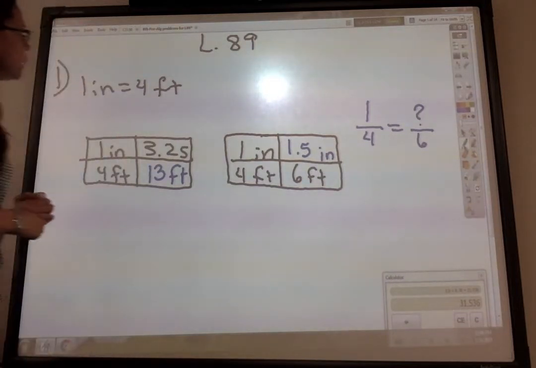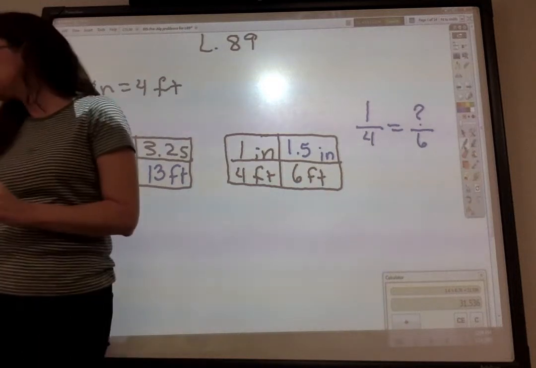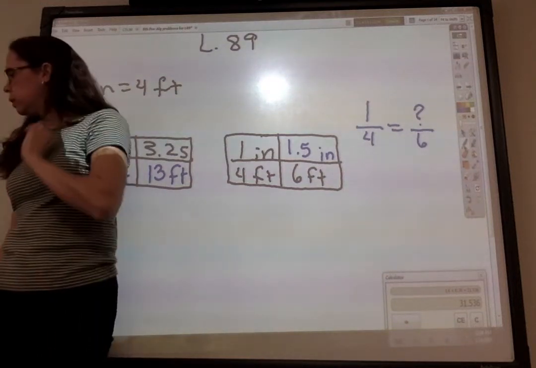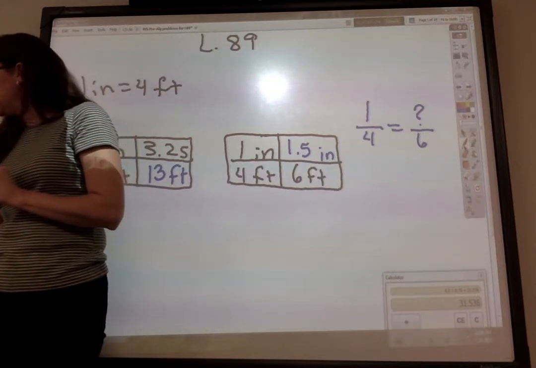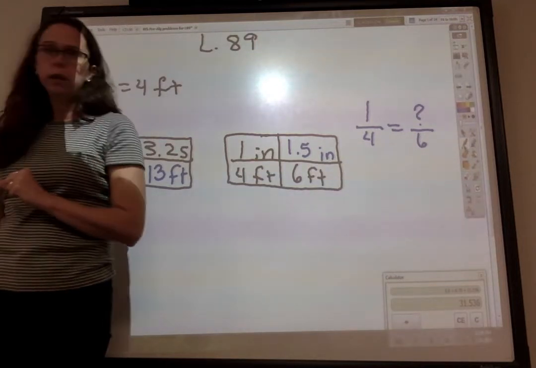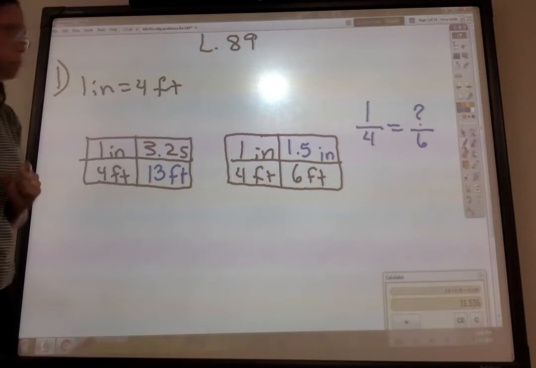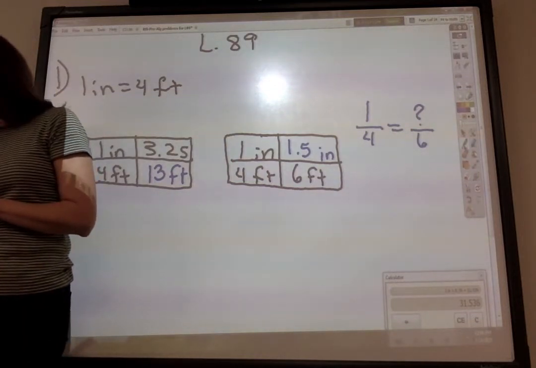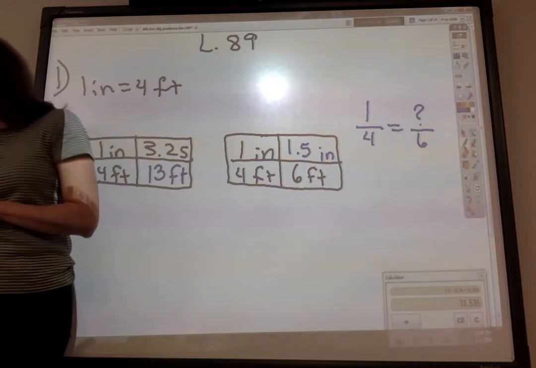Our first one was number 1. In number 1, it's talking about Andy is designing a large doghouse. 1 inch on the drawing equals 4 feet on the real doghouse. A says, if he draws the doghouse 3.25 inches long, how long is the actual doghouse?